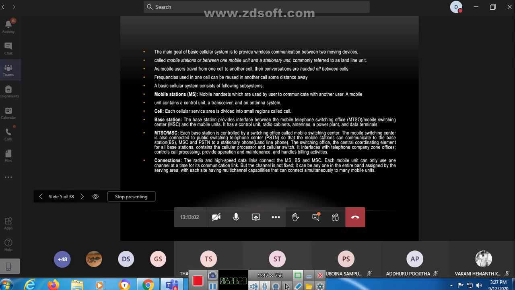What are the important terms you have to remember in a cellular mobile system? Mobile station, base station, mobile telephone switching office, and connection. The cell is the geographic coverage area. Mobile station means one user communicating with another user through the base station. Base station provides communication between the base station and the mobile telephone switching office. Connections means they are connected to each other, from base station to mobile station to central office.